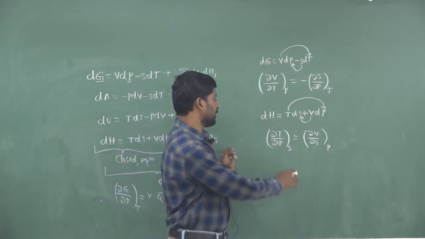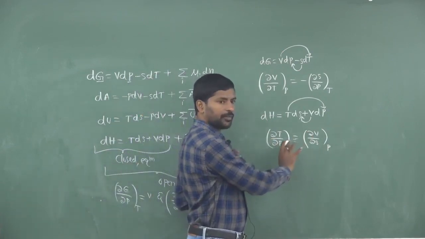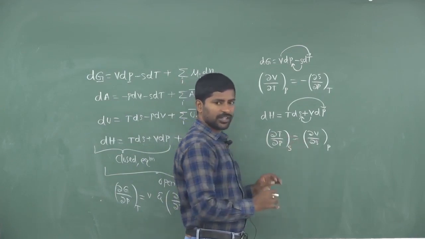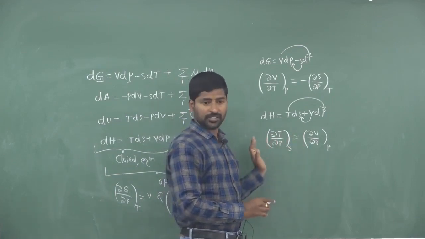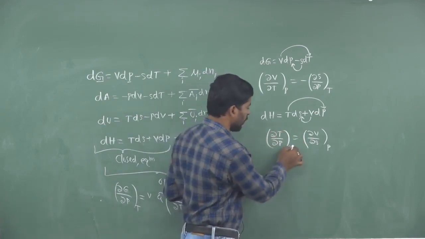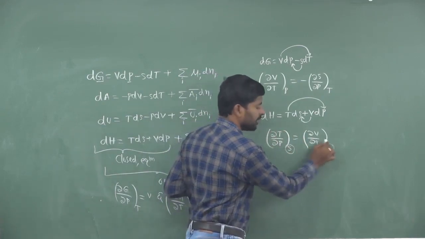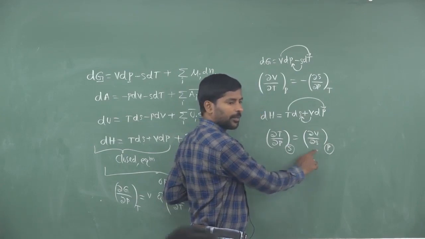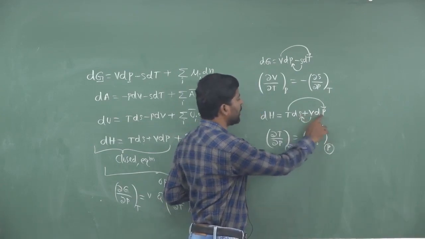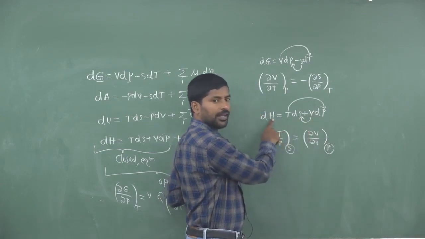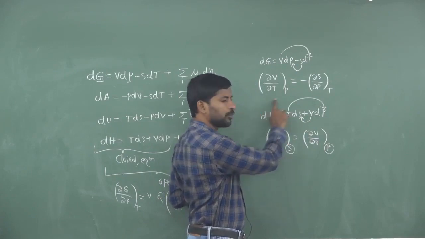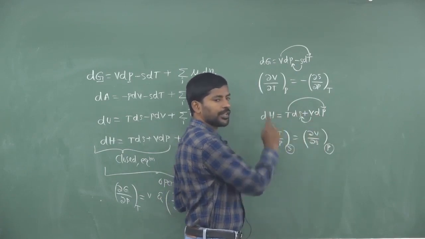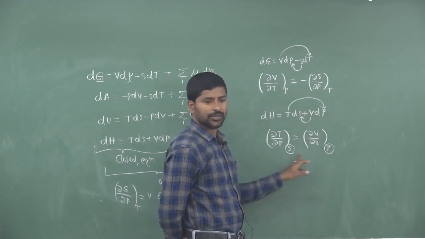How to verify? For example, a question is given like which of the following Maxwell relations is correct, or which is not correct. We have to proceed with respect to these constants. S, P: which one depends on S, P? H depends on S, P. So therefore we have to verify with the Gibbs equation for H.